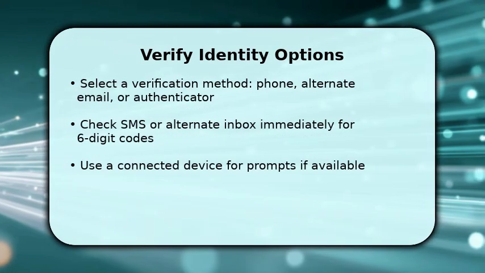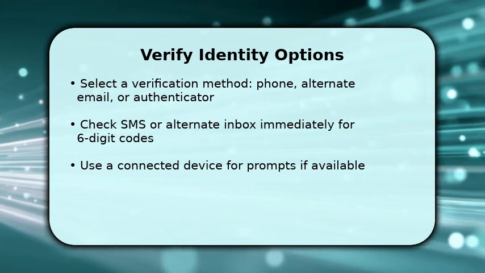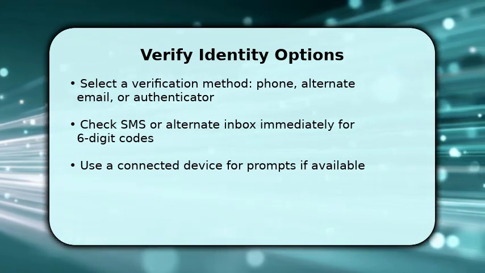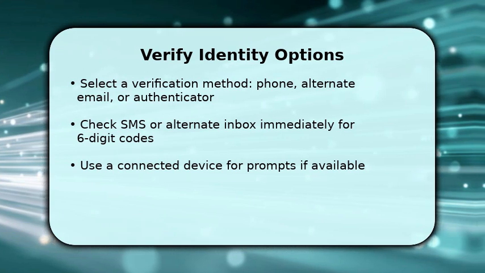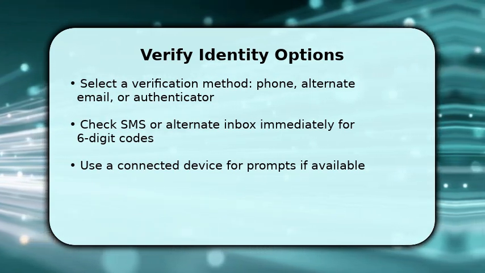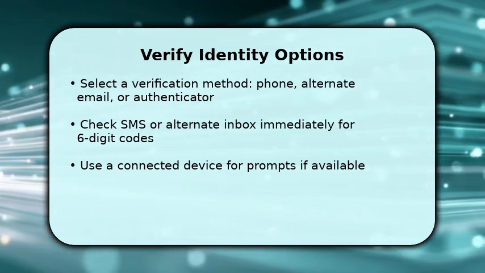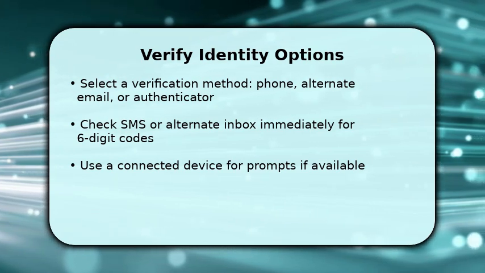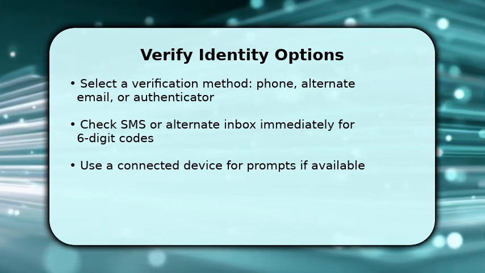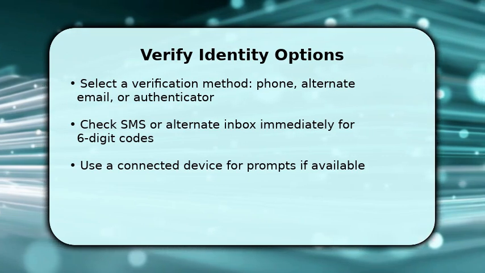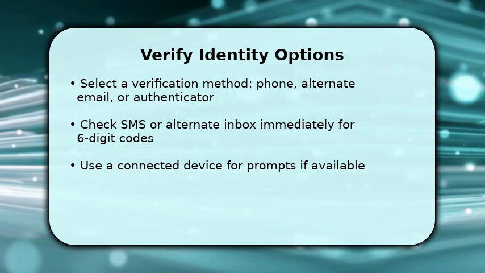You now pick the verification method that matches your recovery setup. Choose phone for SMS, alternate email for a recovery link, or an authenticator app if you've configured one. Once selected, watch for a 6-digit code or a confirmation prompt. Check the Messages app or the alternate inbox quickly because codes expire.